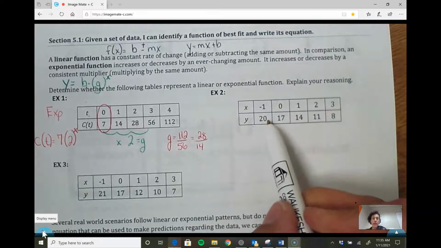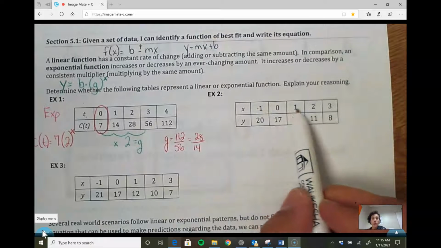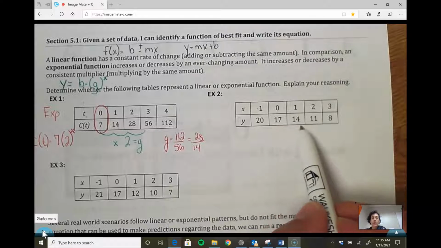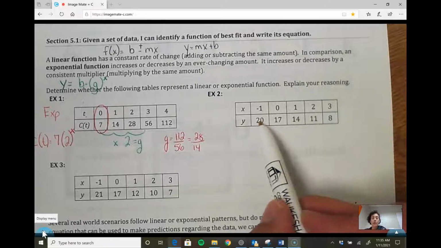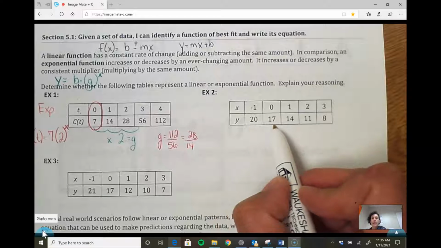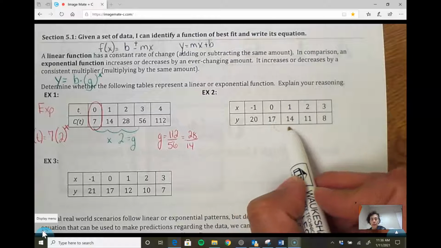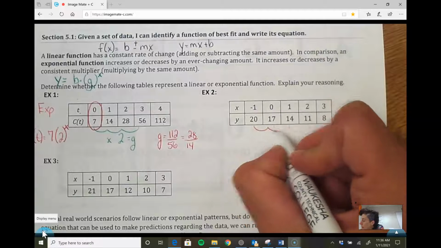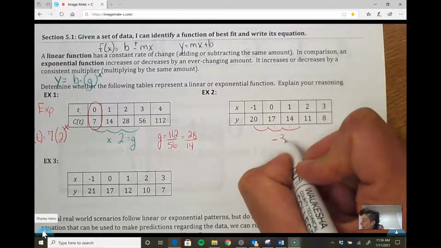All right, let's take a look at this one. So here, the x's are going up by 1, which is what I want. And I want to look, this is going down. So again, I always like to check with linear. So since it's going down, are they subtracting the same amount? So 20 take away 17 is 3, 17 subtract 3 is 14, 14 subtract 3 is 11. So what I notice each time is that they are subtracting 3.